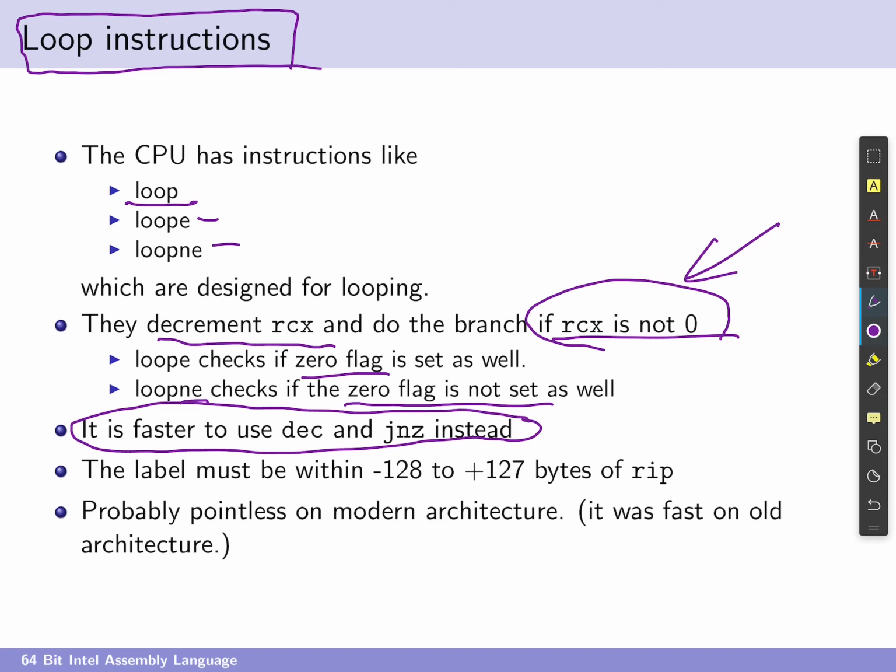There's actually even a further restriction on using loop, and that's that the label must be between minus 128 and positive 128 bytes of the current instruction in the RIP register. So you can just think of it being a situation that you can't jump very far away from your current instruction if you just use loop. So you can have a very long loop body.